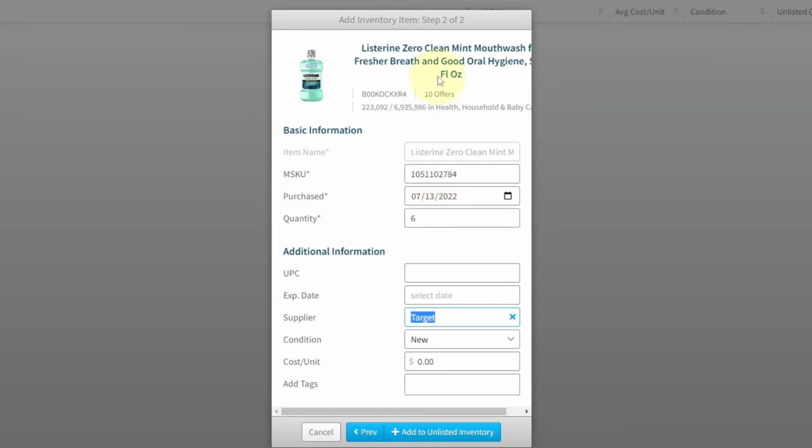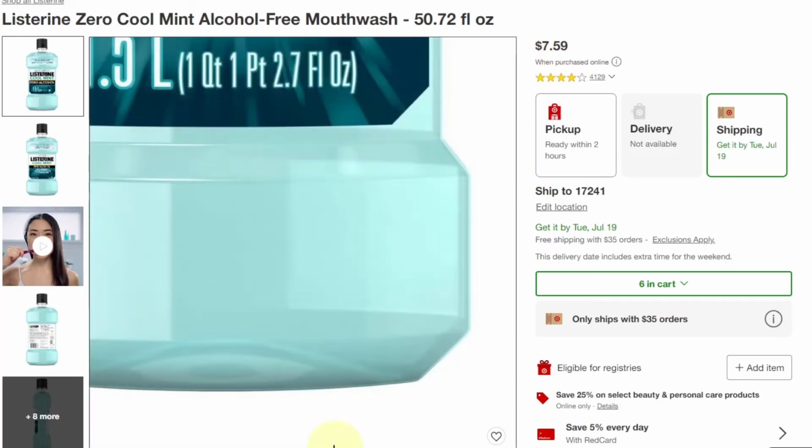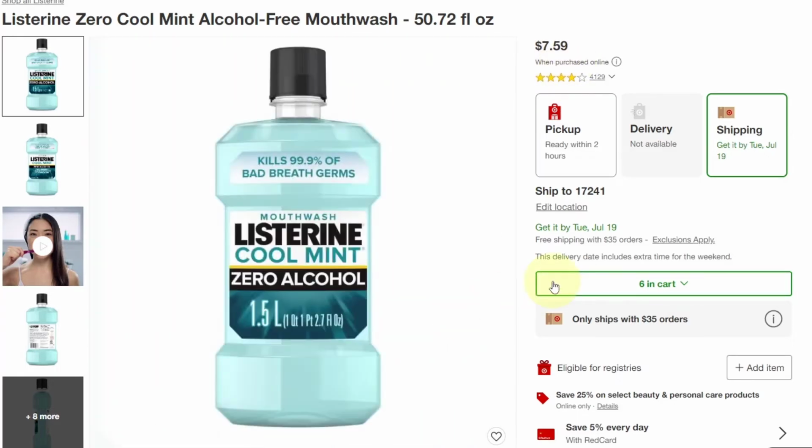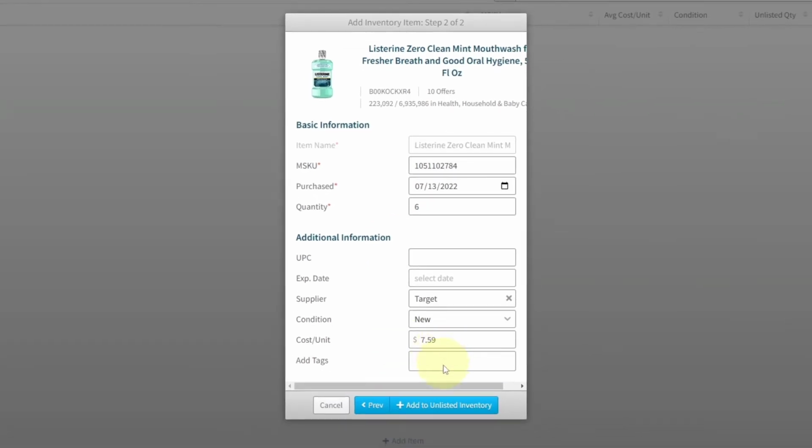Okay. Now, how much are we going to pay for that? I'm not going to pay tax because in my state, you don't pay tax on that. I will be using cash back. I'm not going to consider that because I just kind of consider my cash back as extra money. But $7.59 is what I'm paying per unit. And you could add tags if you want to be able to find that product or however you want to list it. Now watch this.